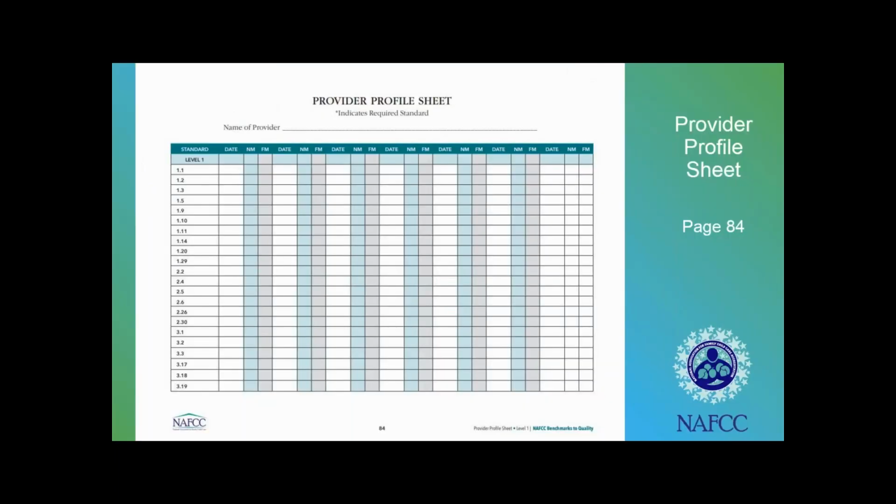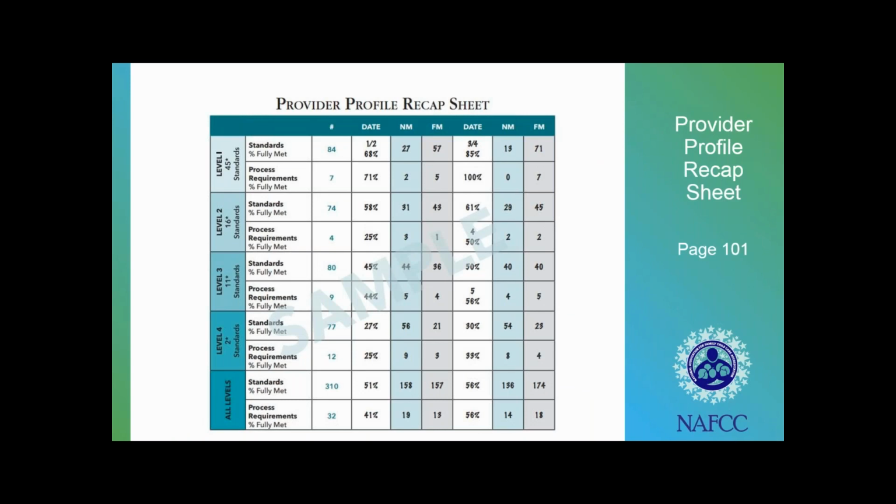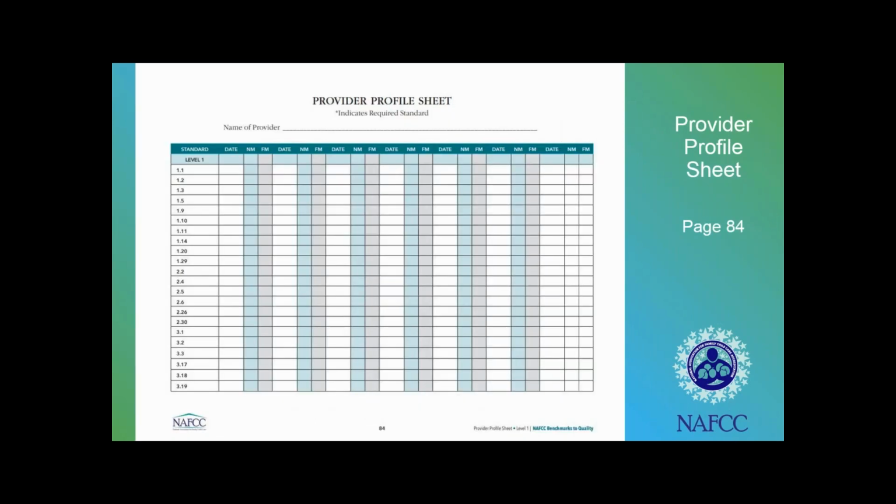Alrighty, so the only other thing that's really in your benchmarks to quality book are the provider profile sheet that starts on page 84 and the provider profile recap sheet, which is on page 101 and 102. These are two tools that are mostly used by mentors. If you have a mentor that's helping you, or if you like to use the benchmark book over time, it's a great way to score yourself over time, or if you like to have it just on one chart, a little bit smaller, these are two good tools that you can have.